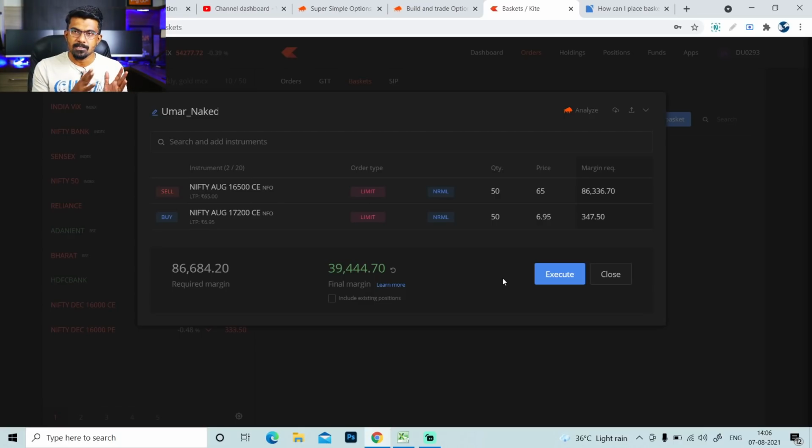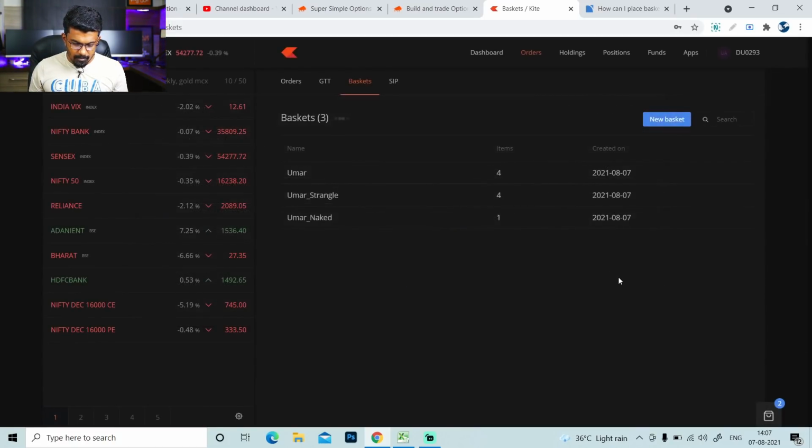So what you can do, instead of selling one lot, you can sell 2 lots. Earlier your margin was around 95,000 rupees. Now it has come to around 40,000 rupees. So for the 90,000 rupees, you can sell 2 lots here. Earlier you used to sell only one lot. Now for the same margin, you are able to sell 2 lots here, right? So this is the strategy. This is how we manage our positions. This is how we effectively reduce our margin requirements.